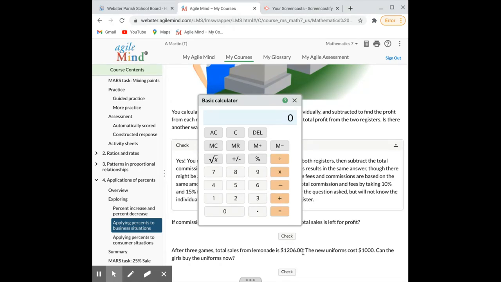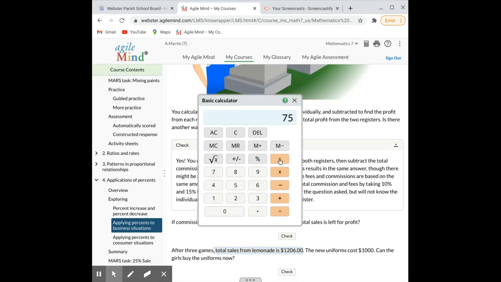All right, well, remember this, though. That's the total sales. So what do we have to do with the total sales so we know how much they actually get to keep? You have to get 75% of that. That's right. So let's get 75% of that.